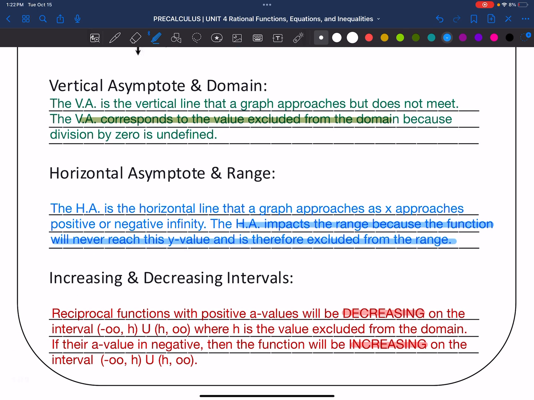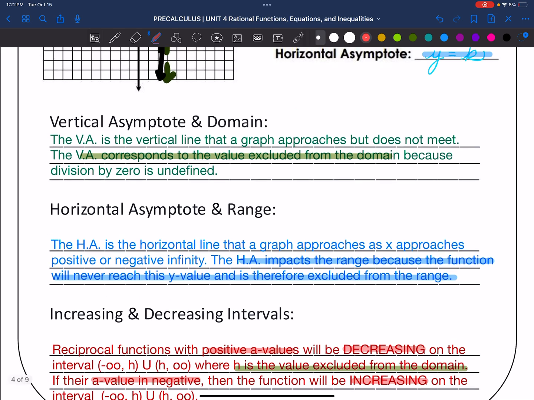Then last, increasing and decreasing intervals. Reciprocal functions with a positive a value will be decreasing on the interval from negative infinity to h, in union with h to infinity, where h is that excluded value from your domain. Now, if the a value instead is negative, then the function will be increasing on the interval from negative infinity to h, in union with h to infinity.